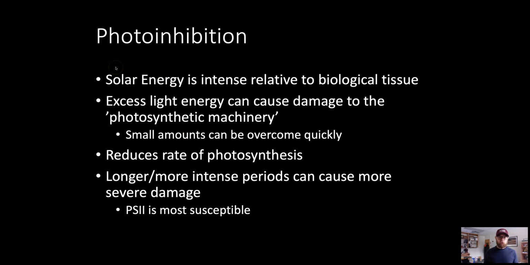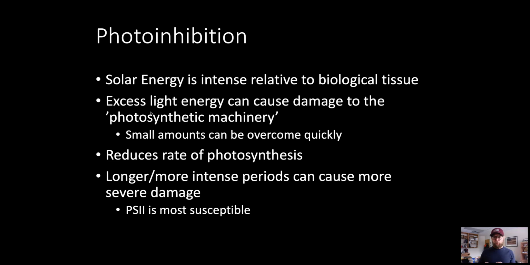One other thing to be aware of. Solar energy is really, really intense, especially for tiny little molecular processes inside a plant. And so that amount of energy from the sun can do a lot of damage. Excess light energy can cause damage to that machinery. We talked about all of those different subunits, photosystem 1 and 2, and the antenna, and the B6 complex, and the ATP synthase. It can damage those things.